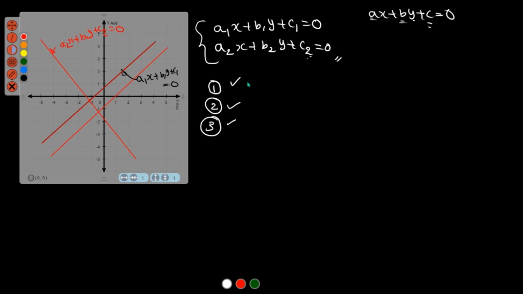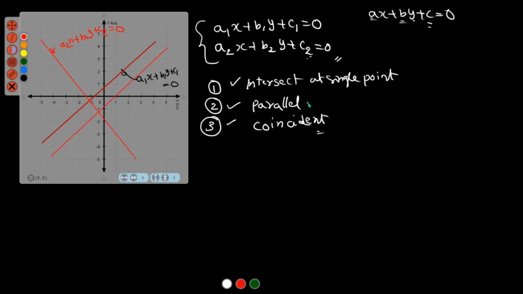So what is the first option we discussed? Intersect at a single point. What is the second option? It is parallel. What is the third option? Coincident. Okay, so we have these three options.